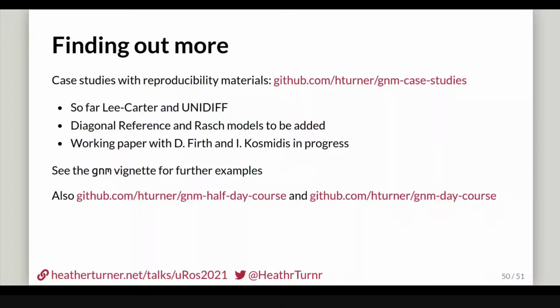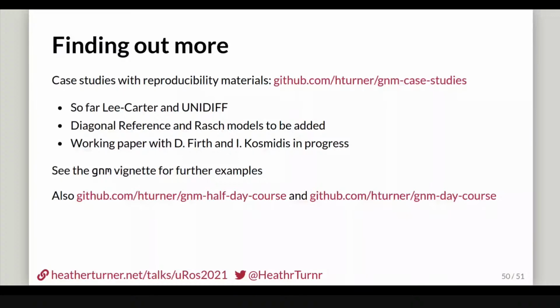We hope to add examples of this diagonal reference model. Again, we'll have to simulate some data because we can't share the data directly, and an example of Rasch models. And these are cases that we're using in a working paper with David Firth and Yanis Kosmidis, another collaborator.